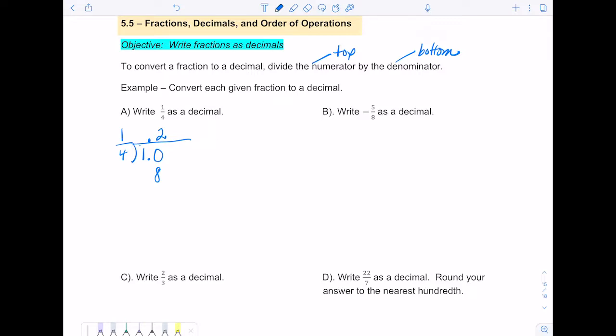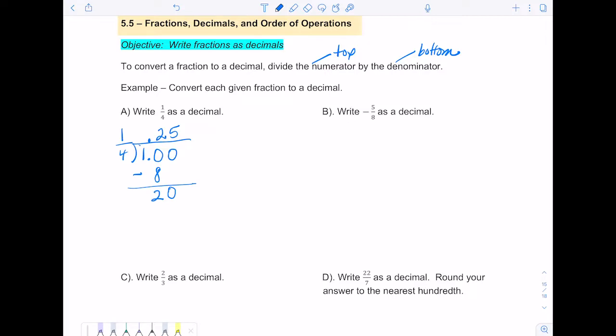The next thing you want to do is subtract: 10 minus 8, which is 2. Now, since I have a remainder of 2, I'm going to add another 0, and I'm going to keep going until I can't divide anymore. So the next thing I'm going to do is bring that 0 down here. And now I'm going to repeat. I'm going to start over and divide 20 divided by 4, which is 5.